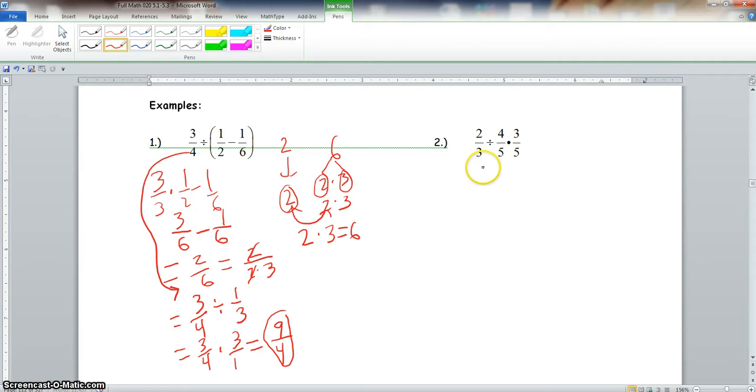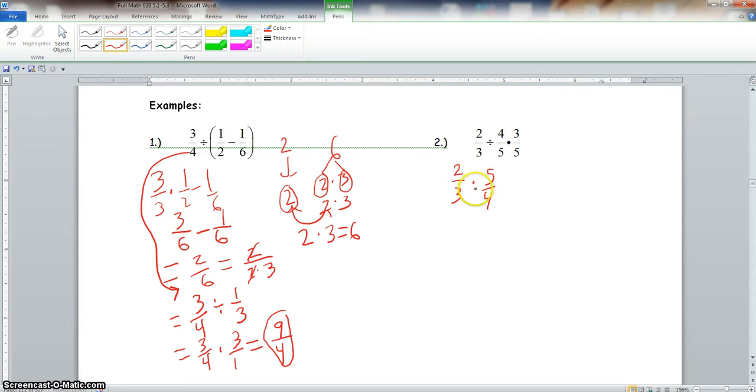Okay, now we go to problem number 2. Now we look here. We have the operations, division and multiplication. Now we know according to the order of operations, they have the same rank. However, we must do this first from left to right. So we would take the 2/3, write it as is. The division becomes multiplication, and we take the reciprocal of the 4/5, which is 5/4.